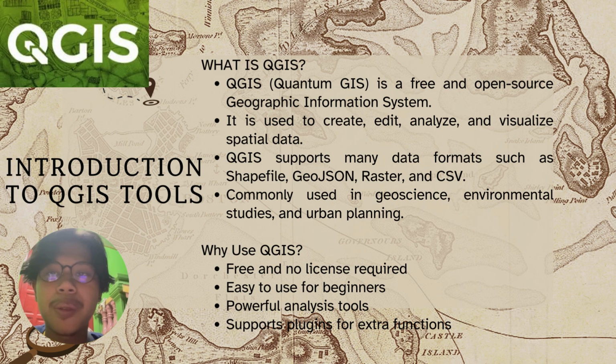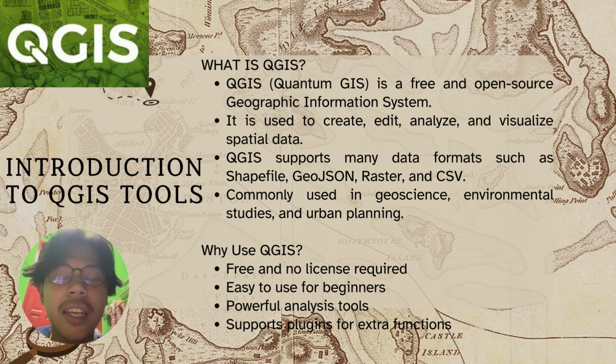So today I want to present our first part, which is introduction to QGIS tool. So what is QGIS? QGIS is Quantum GIS. QGIS is a free and open source geographic information system. QGIS is used to create, edit, analyze, and visualize spatial data. And then QGIS also supports many data formats such as shapefile, JSON, raster, and CSV file. And lastly, it is commonly used in geoscience, environmental study, and urban planning.